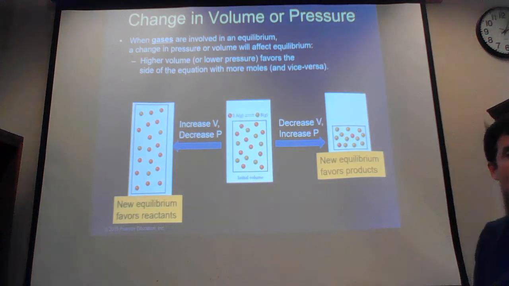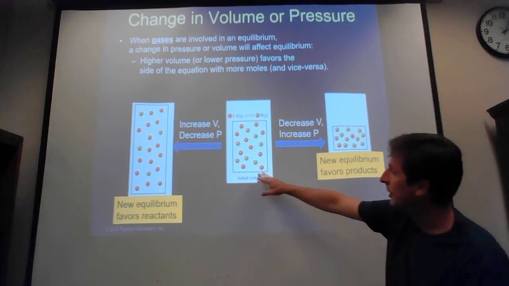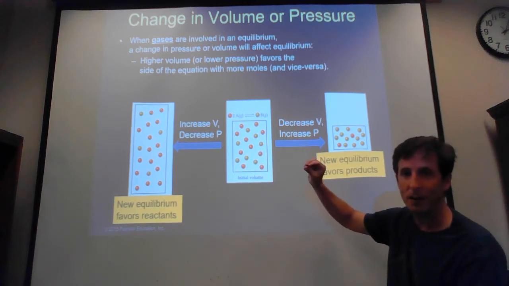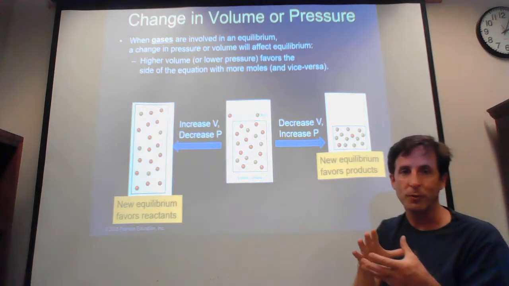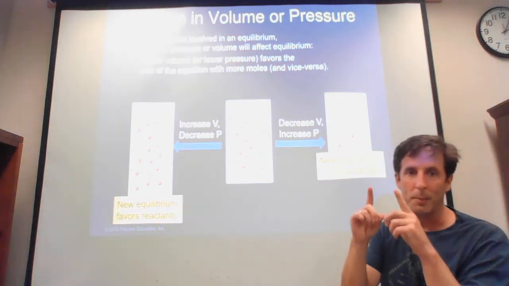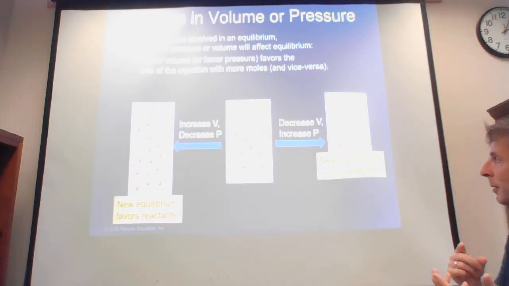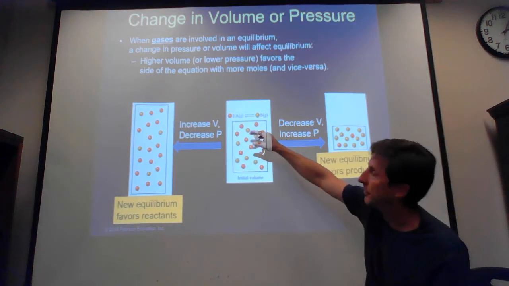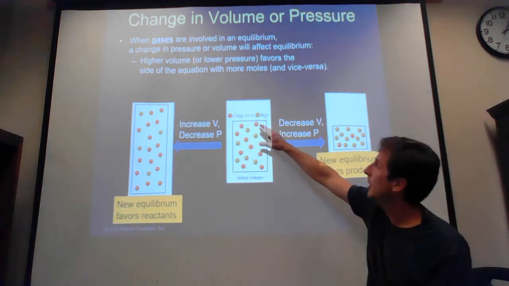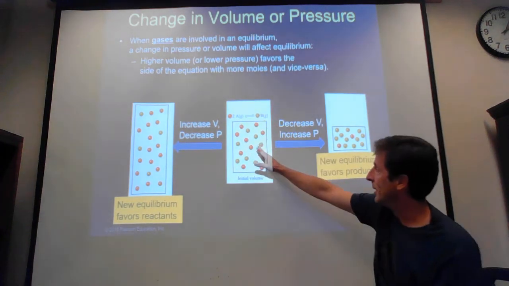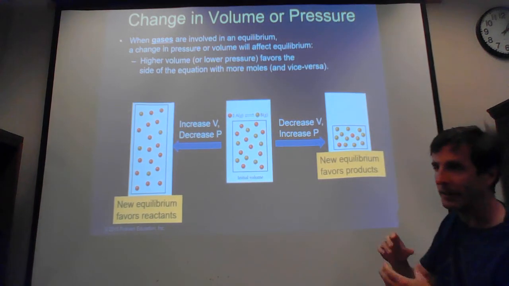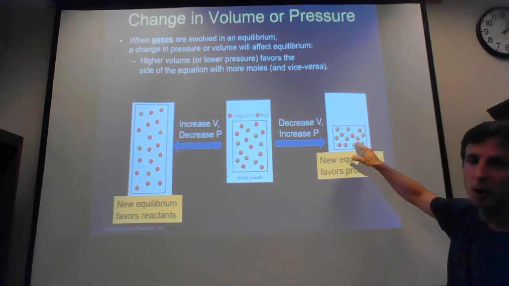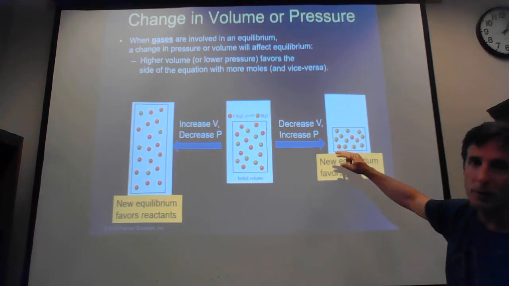All right, now I can do the opposite. What if I take the original container and I shrink it down? Now if I shrink it, there's less room, the pressure readings go up. What happens to my equilibrium? Well, if there's not enough room, the reaction will shift toward the side that has fewer moles of gas, which is toward the right. So when I shift into a smaller container, I'm going to have more gold circles and fewer red circles.